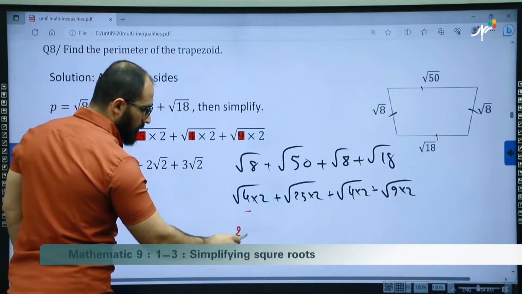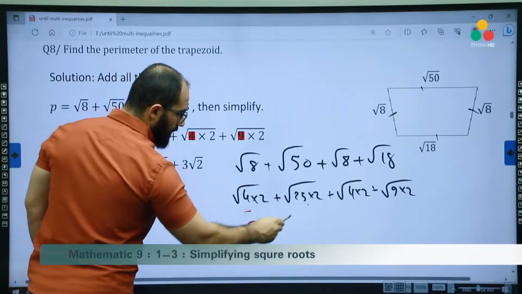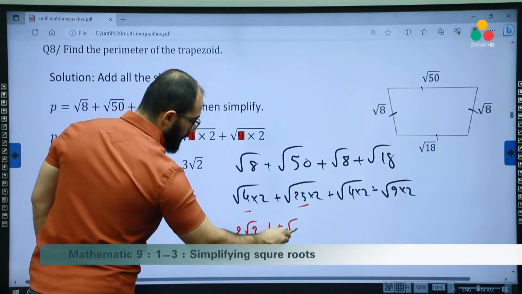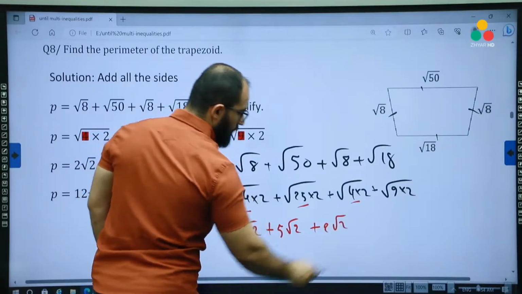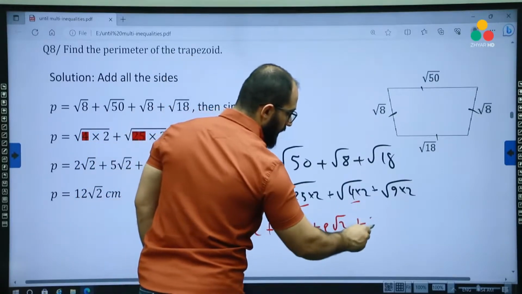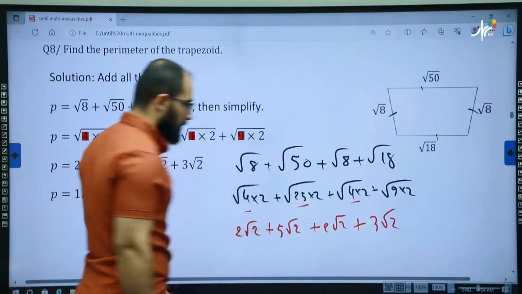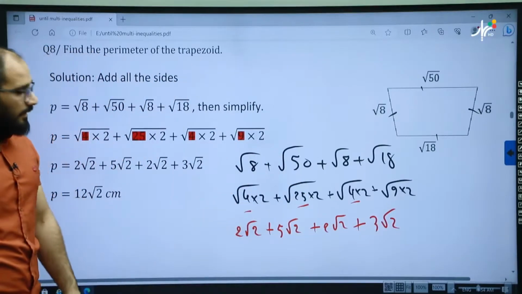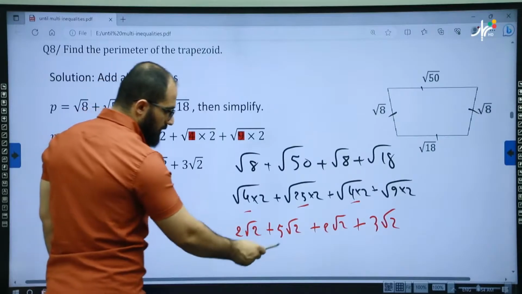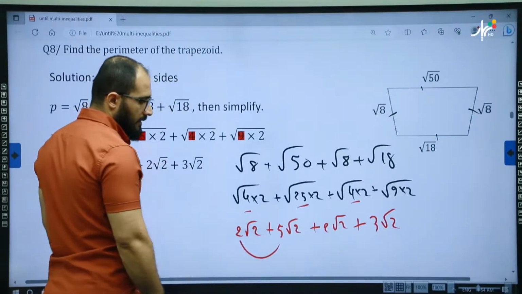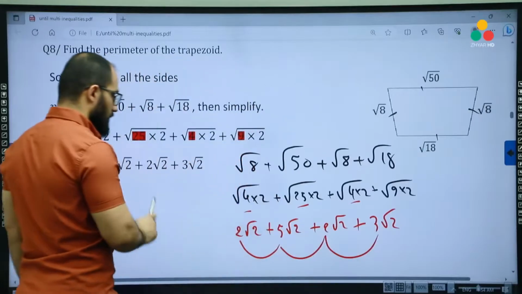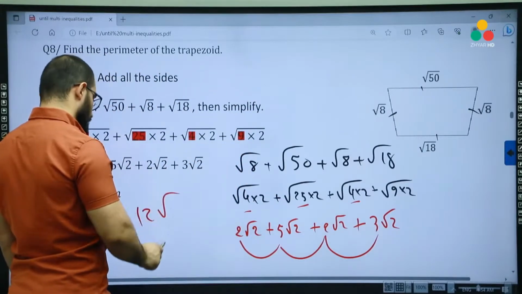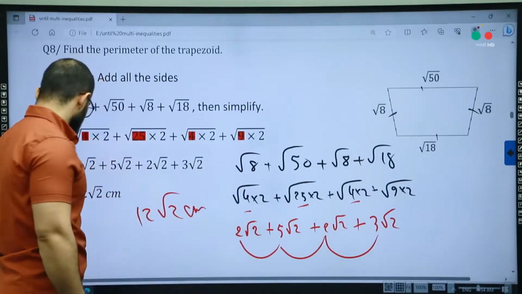4 is going to be 2 square root of 2, plus 25 is 5 square root of 2, plus 4 is 2 square root of 2, then finally 3 square root of 2. The radicands are the same. We can add all the numbers. 2 plus 5 is 7, plus 2 is 9, plus 3 is 12 square root of 2 centimeters.